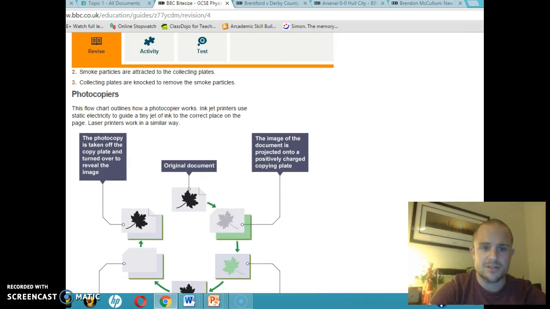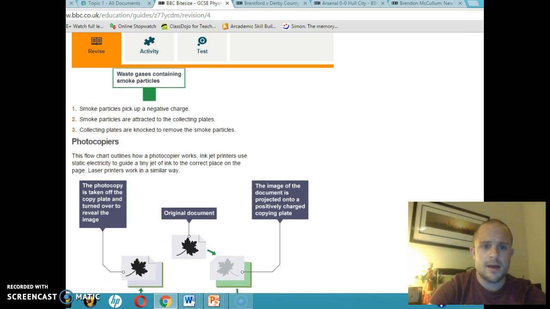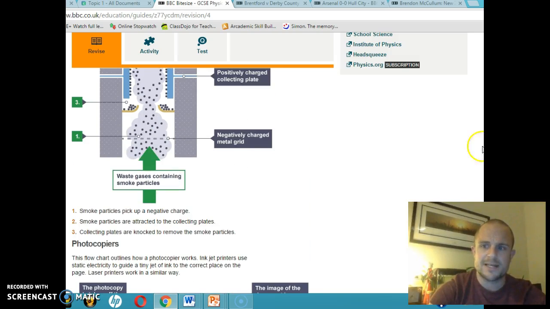Again, if you go down, there are some explanations about photocopiers and some other things. So that's pretty much static. Next lesson we're going to do electrical circuits and electrical current.